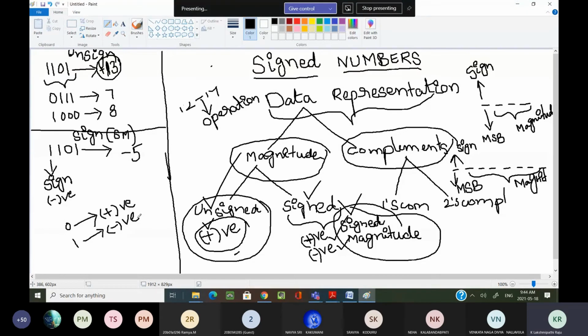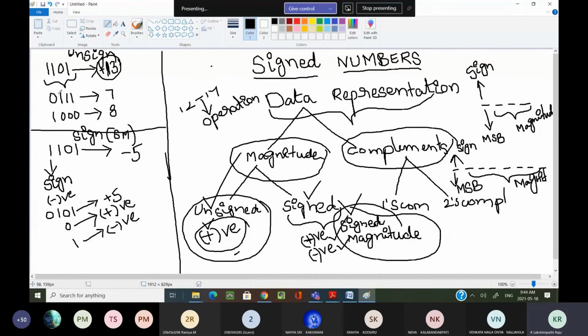Sir, how can I represent a positive number in signed magnitude representation? Can someone tell me how I can represent plus 5? 0 1 0 1. Very good, 0 1 0 1. This is the way of representing plus 5 in signed magnitude representation.